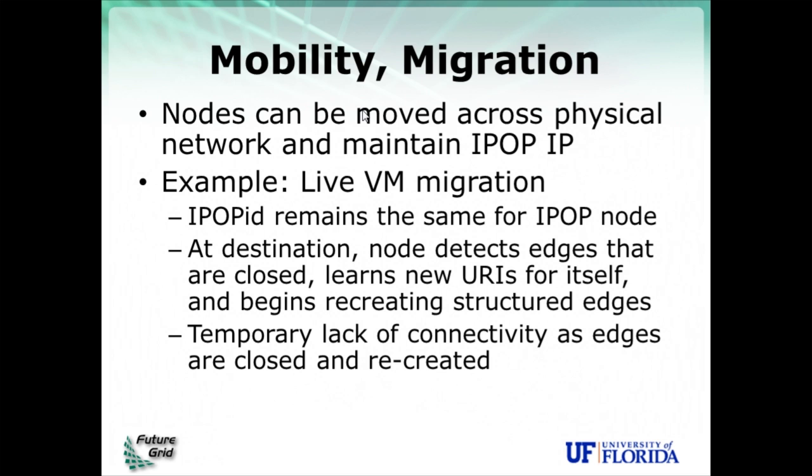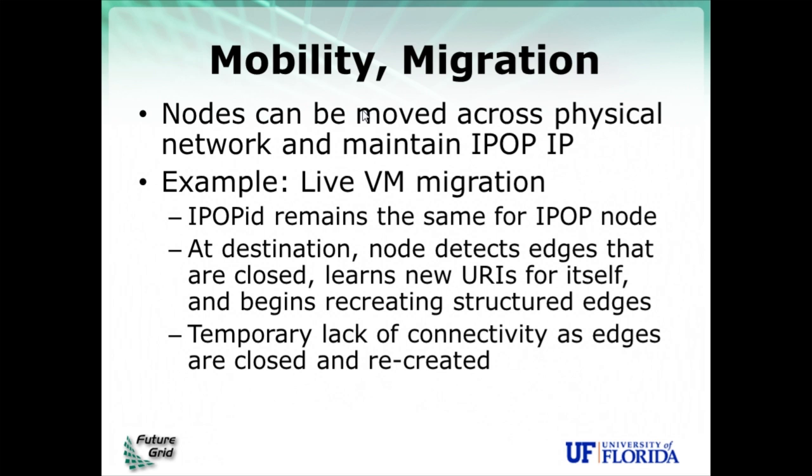For example, this is useful if you're migrating virtual machines from one data center to another. They can have a different physical address on the physical network, but IPOP will maintain the virtual IP address at the destination. The key idea is that the IPOP identifier remains the same, and also the mapping between the virtual IP address and the IPOP ID can remain the same in the distributed hash table. What changes is that at the destination, the node will reinitiate the process of creating edges with its neighbors, if edges have been torn down during the migration.